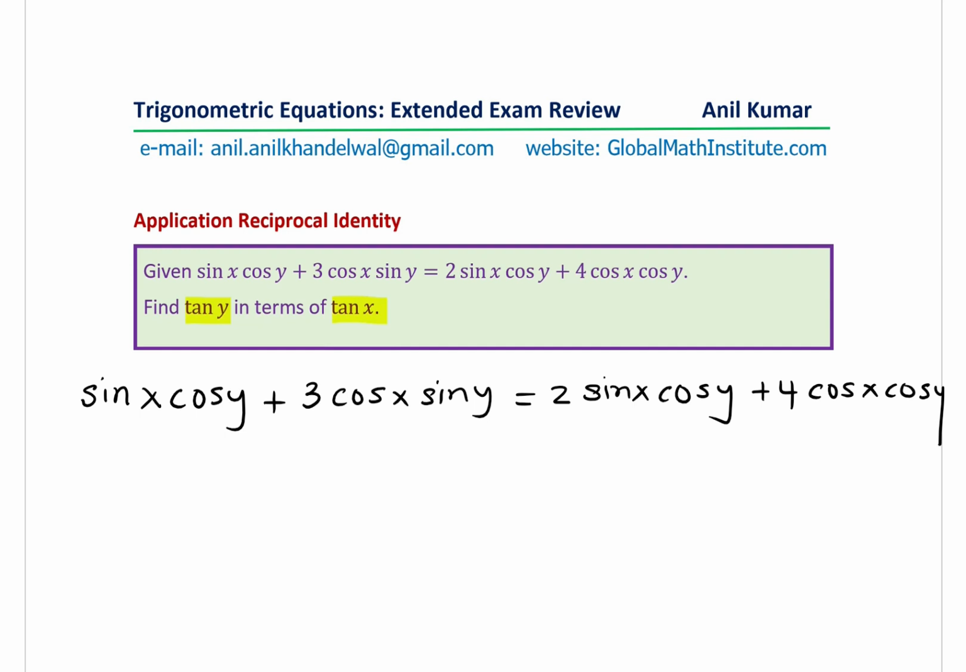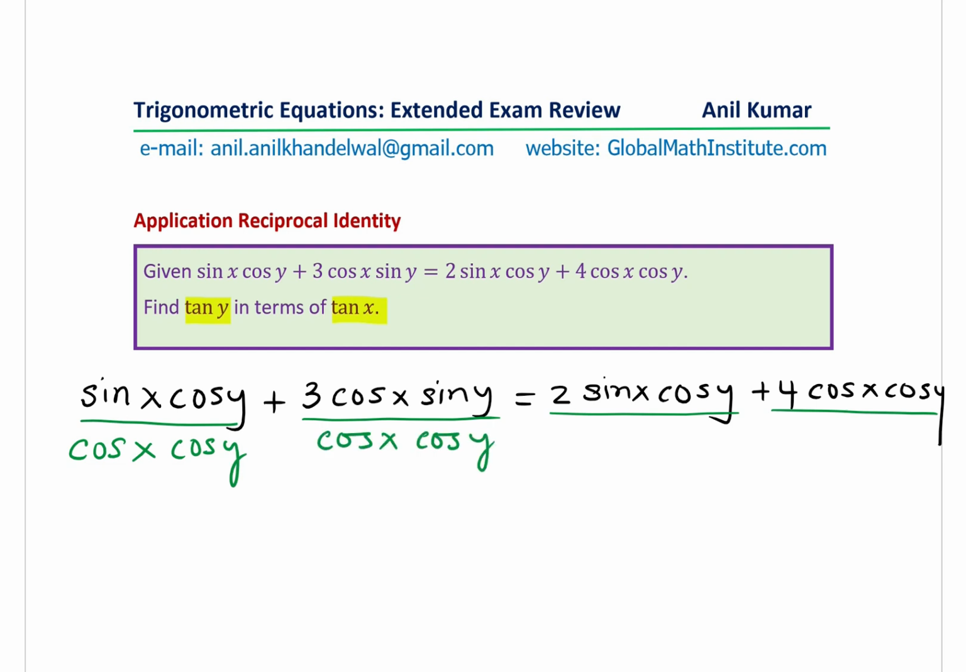Now, how do we get tan x and tan y? Well, we could actually divide all these terms by what? So that we get tan x and tan y. Now, this is a very important strategy. We could divide by cos x cos y. Perfect. So divide all these terms by cos x cos y. This is the shortest way of solving this type of question.